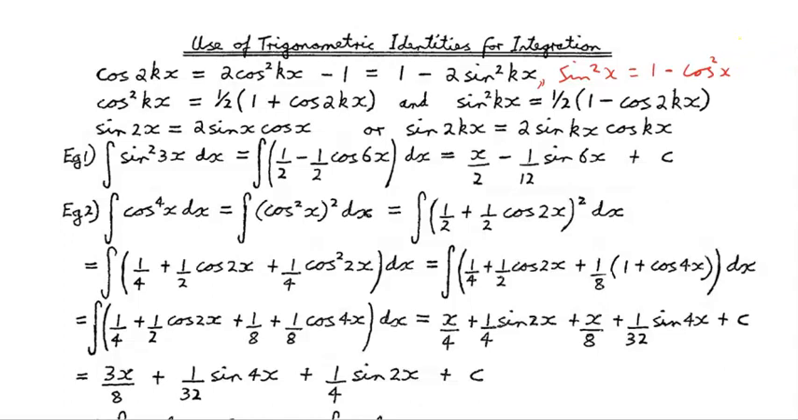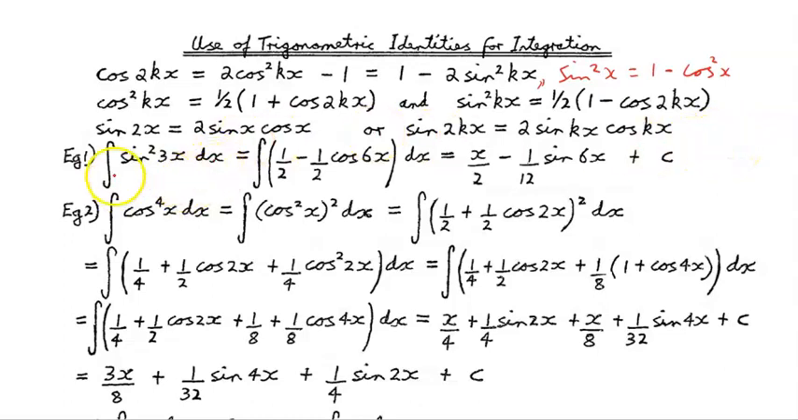Now we have here the letter k in each of these examples, a constant, just a number. Now cos 2kx, k is a number, is equal to 2 cos squared kx minus 1, and that's equal to 1 minus 2 sine squared kx. Of course, sine squared x equals 1 minus cos squared x. Cos squared kx is equal to half in parentheses 1 plus cos 2kx, and sine squared kx is equal to half in parentheses 1 minus cos 2kx. We also have sine 2x is 2 times sine x cos x, and sine 2kx is 2 sine kx times cos kx. Remembering of course k is just a number, a constant.